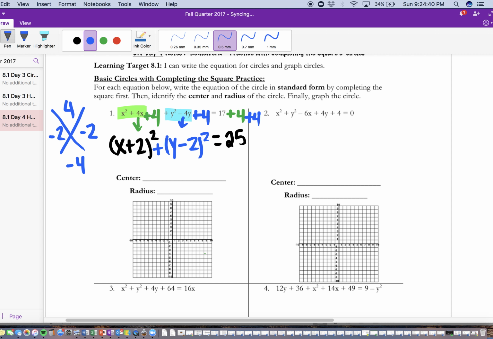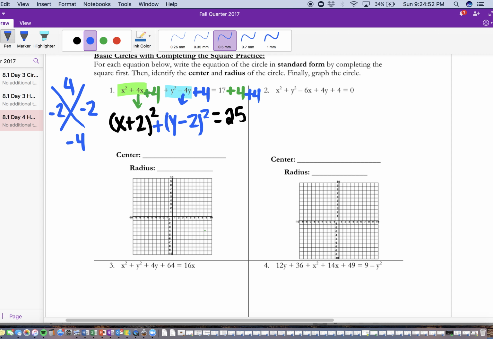Technically, it's always going to be half of this middle term, right, squared. That's the perfect square trinomial. Half of this middle term is negative 2, square that, that's this perfect square trinomial. All right? So this is my equation of the circle in standard form. Okay, so this is x plus 2 squared plus y minus 2 squared equals 25.